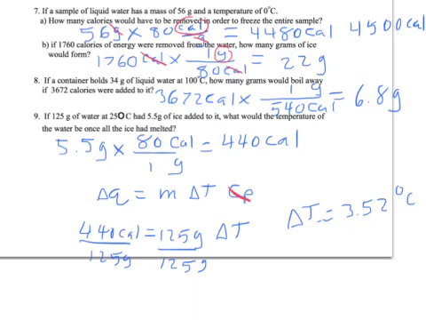So next time we do this, I'm going to say 25 minus 3.52 is going to give me 21.48 degrees Celsius.